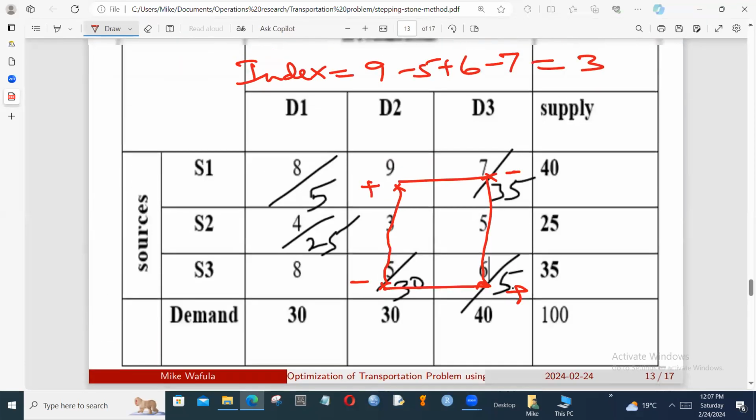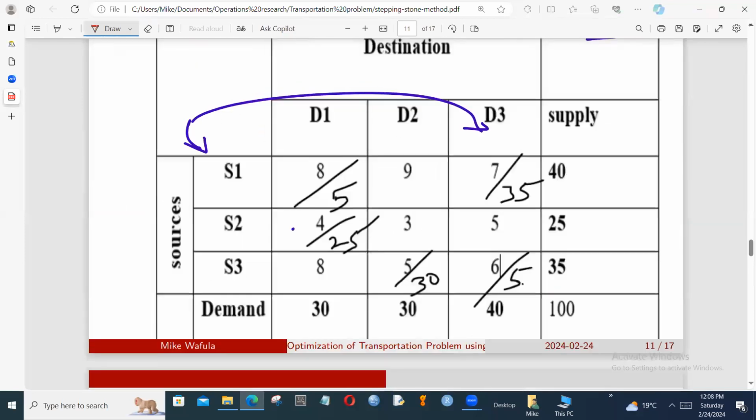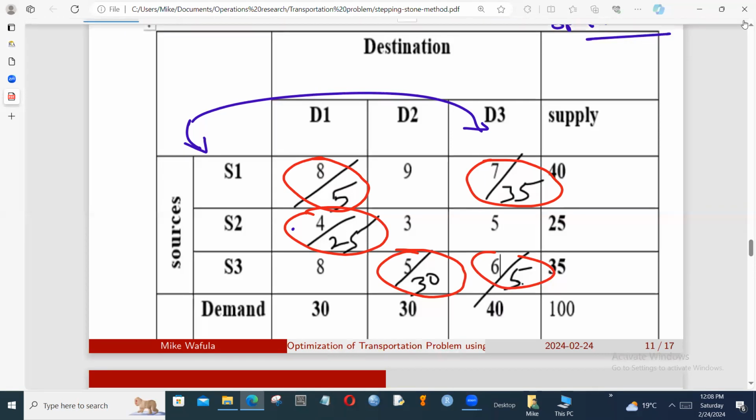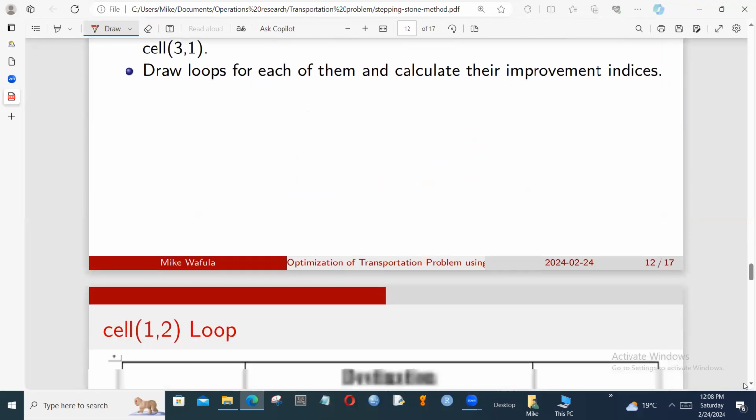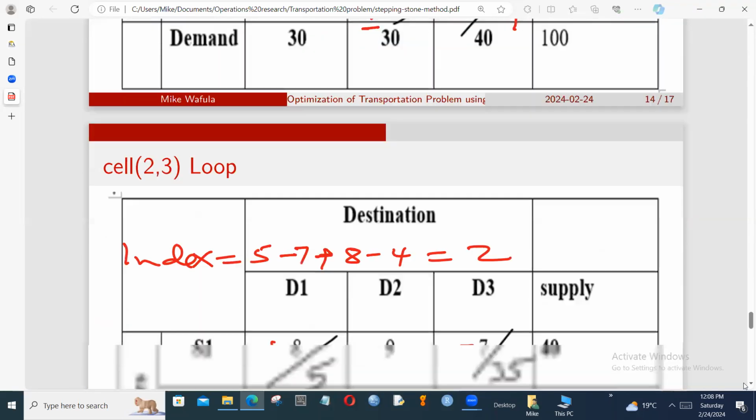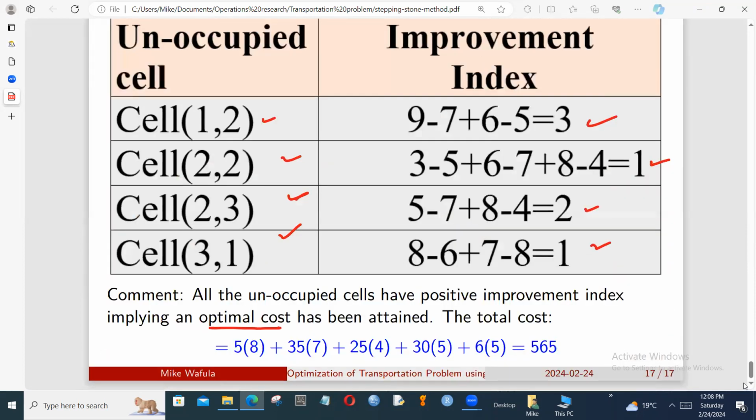We now come back to this table, the new design table, and get the sum of the products: 8 times 5 plus 7 times 35 plus 4 times 25 plus 5 times 30 plus 6 times 5. We sum those to get the optimal cost itself. When we do that, we get a figure of 565.